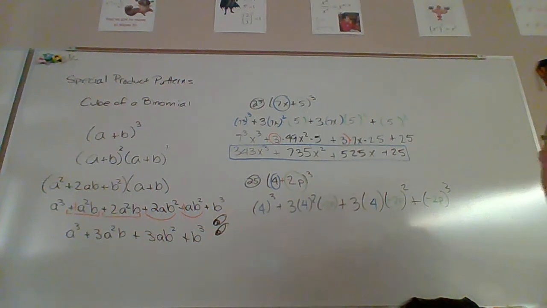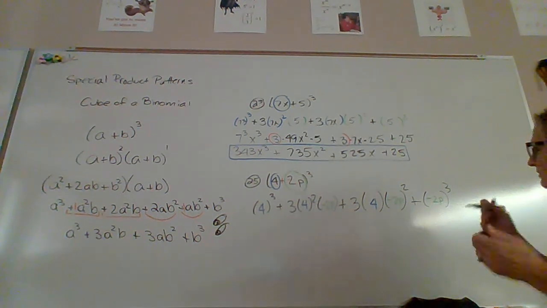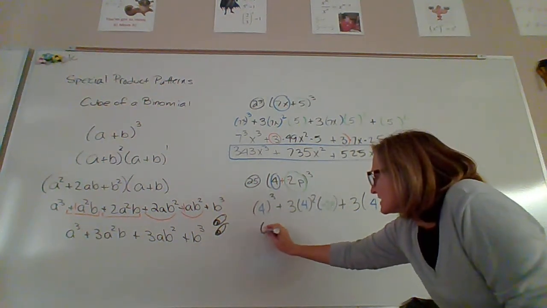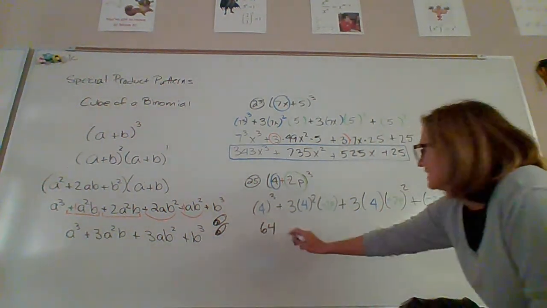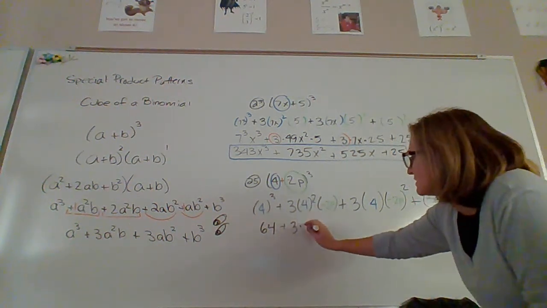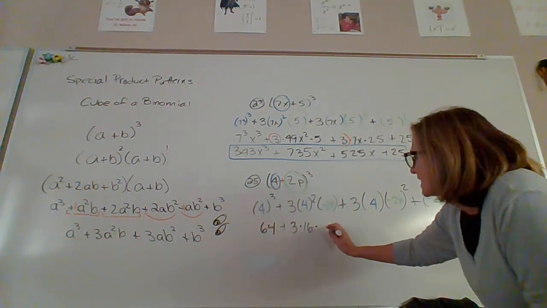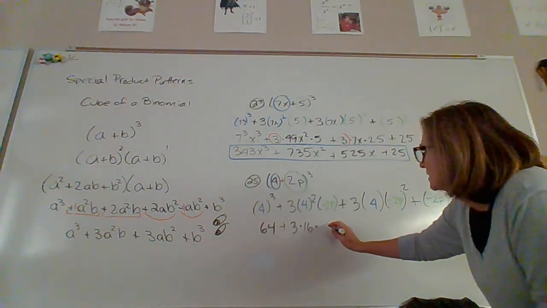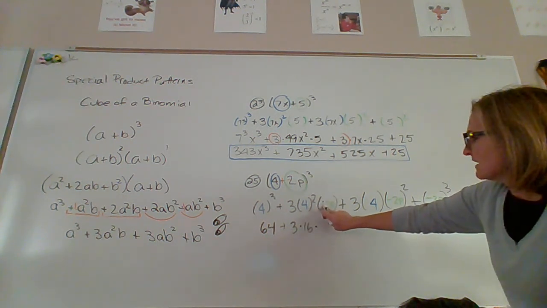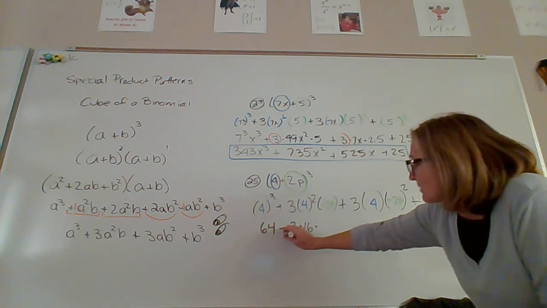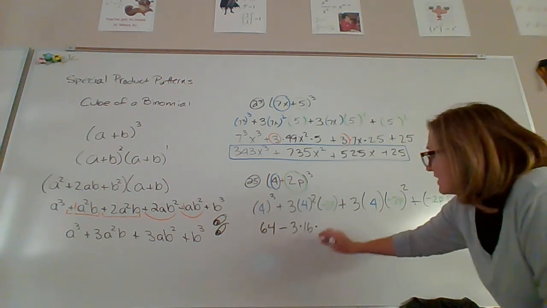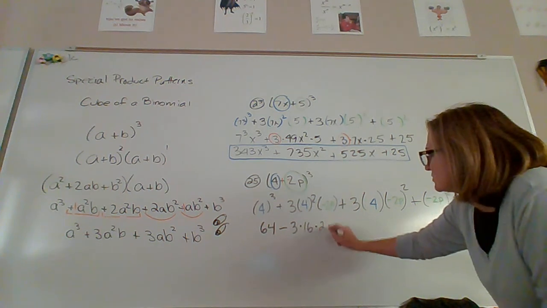All right, so now these are easier numbers to multiply out. All right, so we cube the 4, that gives us 64. And then we have plus 3 times 4 squared is 16 times a negative 2p. Well, I'm going to take that negative and I'm going to switch the sign right here, right now, because I know a positive times a negative is going to give us a negative. And then times the 2 and the p.